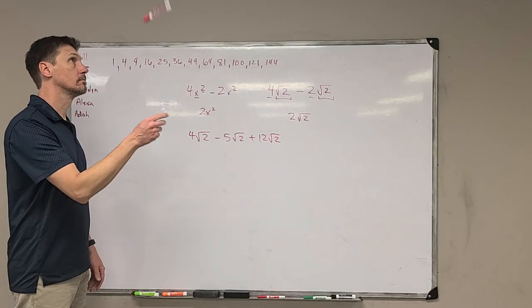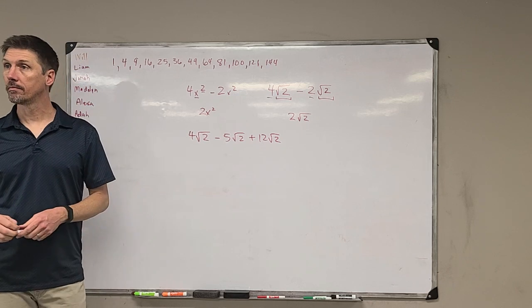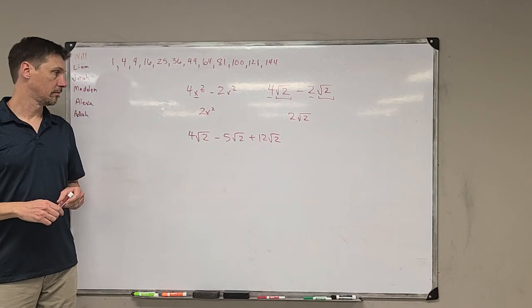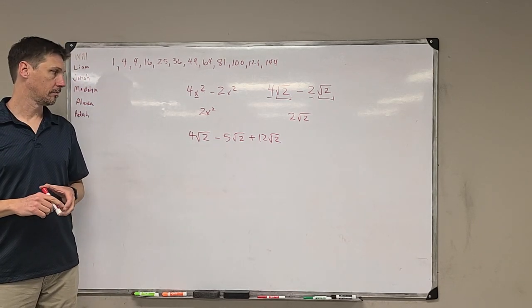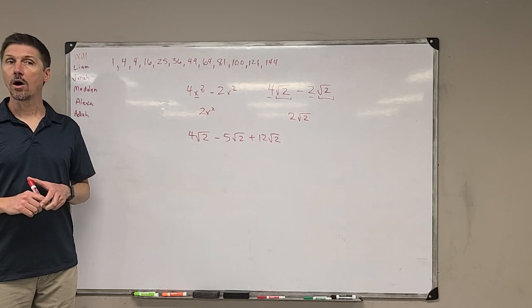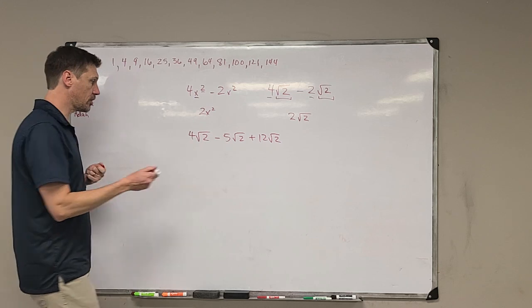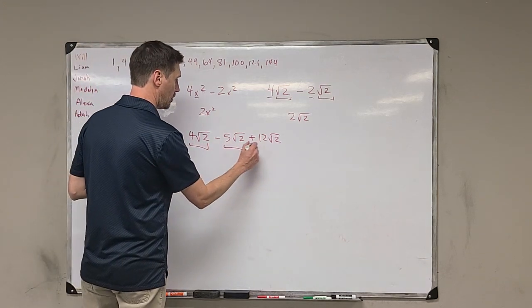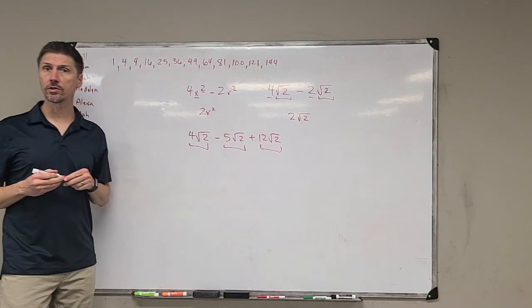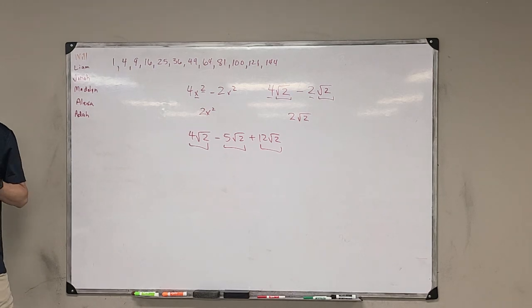Are you trying to simplify it down? Yep. 2 minus... So we've got three terms in here, right? We've got this term, and this term. Are they like terms? They are, because they all have square roots of 2 in them, right?